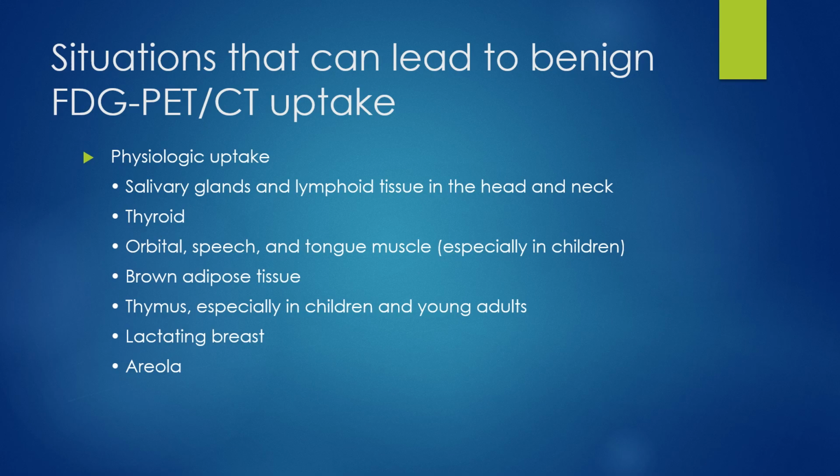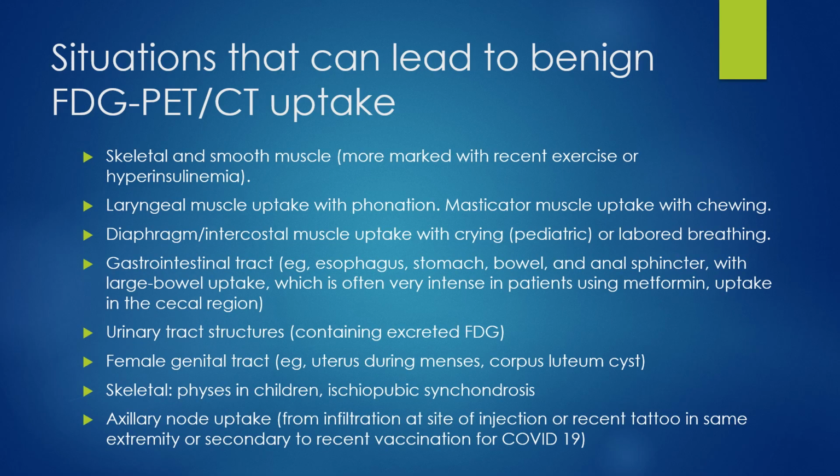But there is lots of physiologic uptake that will take up into normal cells: salivary glands and lymphoid tissue in the head and neck, thyroid tissue, orbital, speech, and tongue muscle, especially in children, brown adipose tissue, that brown fat we talked about, the thymus, especially in children, lactating breast, or in the areola. Skeletal and smooth muscle, especially if they've had recent exercise or hyperinsulinemia, which is high levels of insulin.